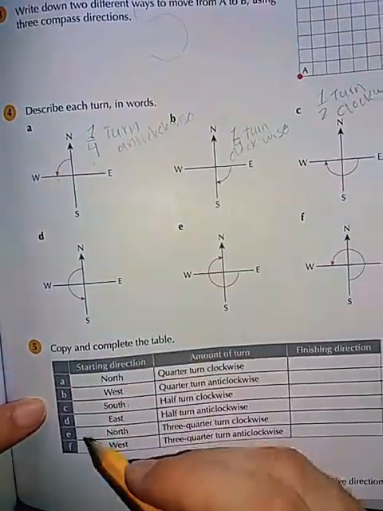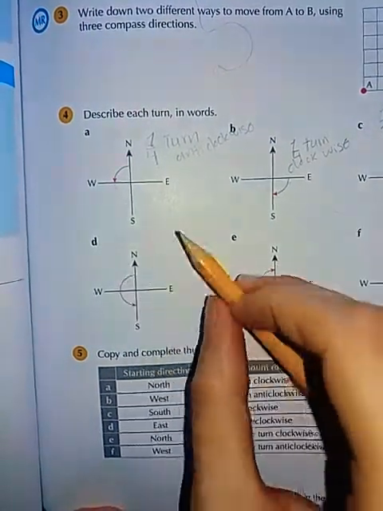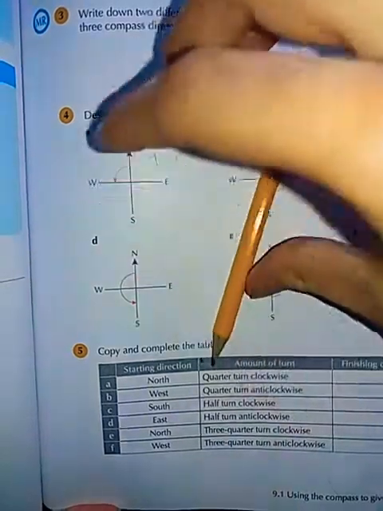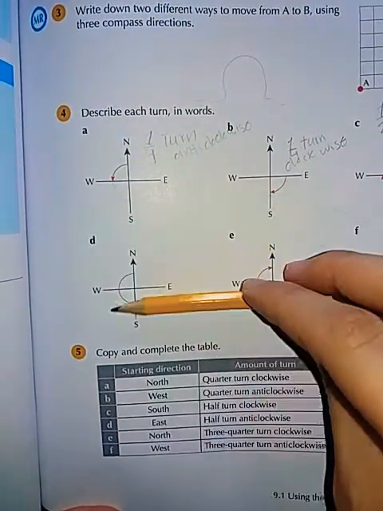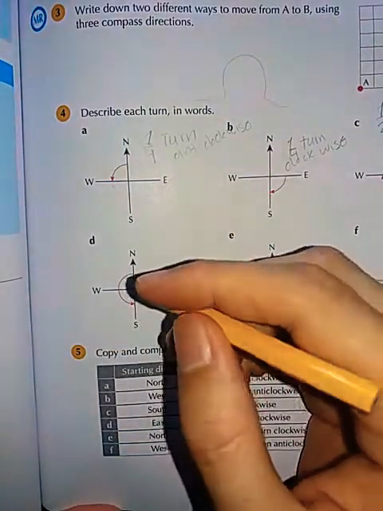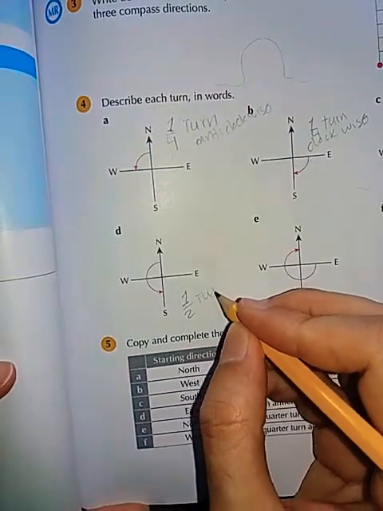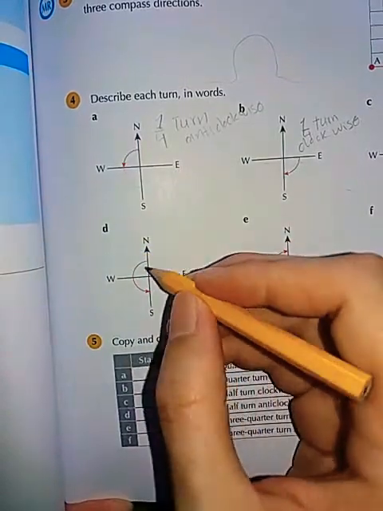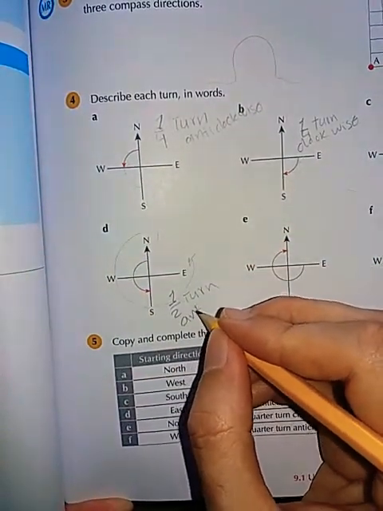D. Again, we are moving half a turn because we moved from north to the opposite direction at the south. We were at the north, we moved a quarter, then we moved another quarter, so that's half a turn. Half turn in what direction? We are moving like this. So it's anti-clockwise.